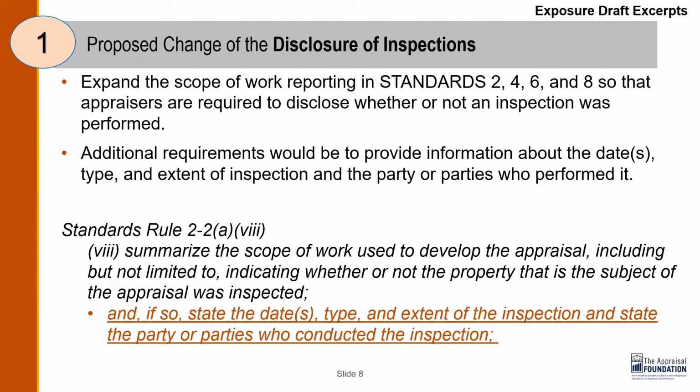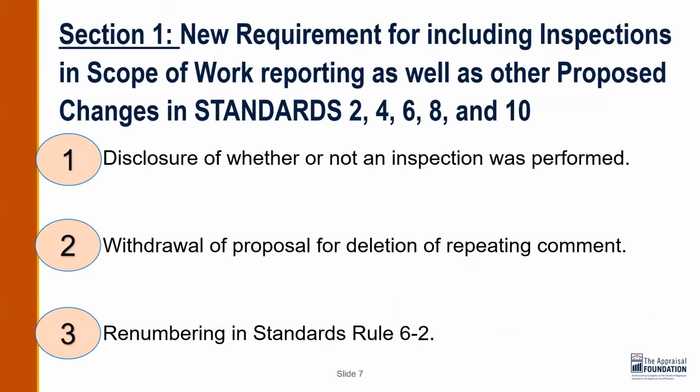And judging by the questions the ASB has received, appraisers are increasingly uncertain about what qualifies as a personal inspection and whether and how to convey relevant information to the intended users if someone else completes the inspection. So as such, the ASB is proposing to expand the scope of work reporting in standards 2, 4, 6, and 8. So appraisers are required to clearly communicate whether or not an inspection was performed. Additional requirements would be to state the date or dates of the inspection, the type and extent of the inspection, and the party or parties who conducted the inspection.